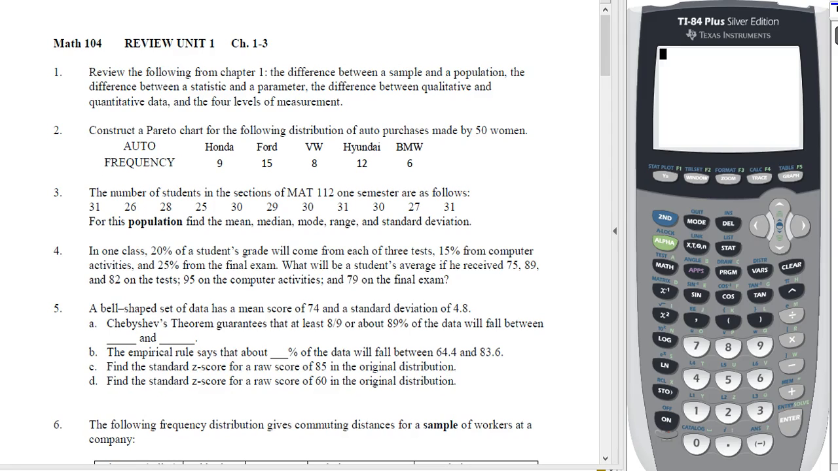So just make sure that you know the mode here is Ford, because that's the most frequent car. And so you put that first in your Pareto chart. A Pareto chart, of course, is the vertical bar chart that shows these categories in descending order. So Ford would go first, and then the Hyundai, and then the Honda, the VW, and the BMW. Answers to this review are at the bottom of the review, so you can see what the Pareto chart looks like.